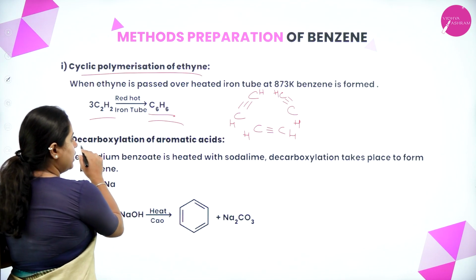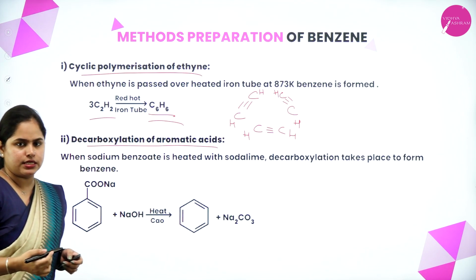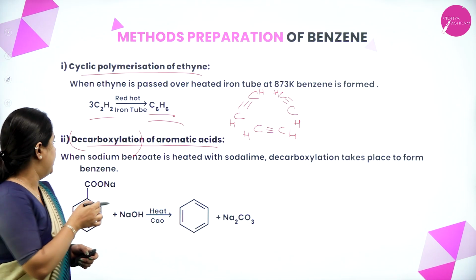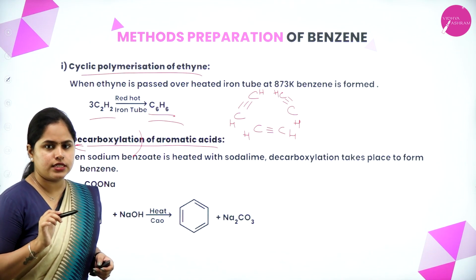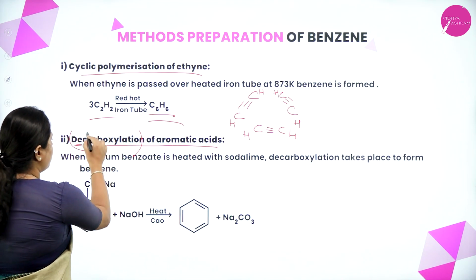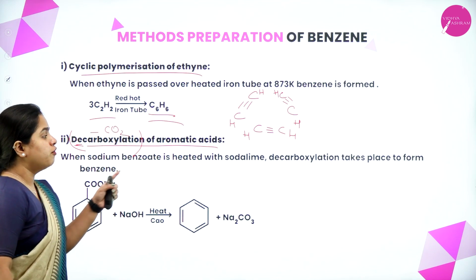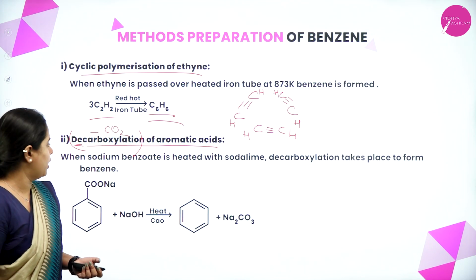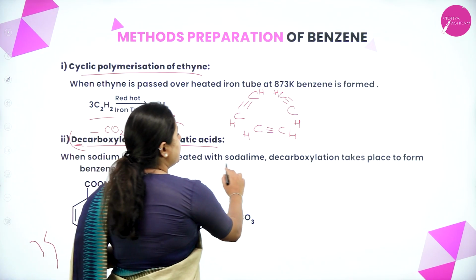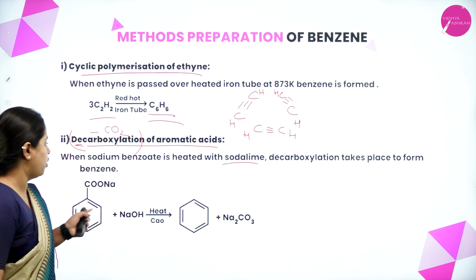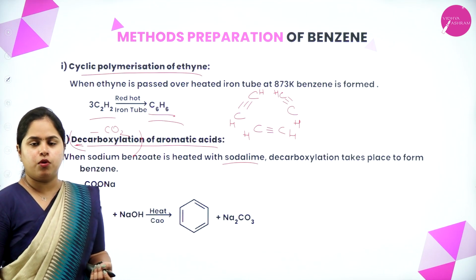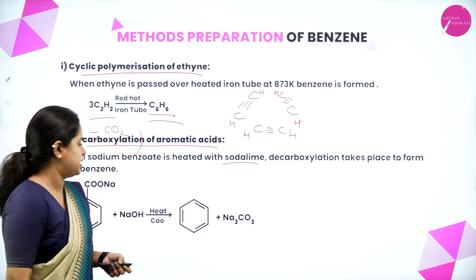The second one is decarboxylation of aromatic acids. We have already studied this part. What does decarboxylation mean? De- means removal of something. So decarboxylation means removal of CO2 from aromatic acids. When sodium benzoate is heated with soda lime, decarboxylation takes place to form benzene. So we are taking the sodium salt of the aromatic carboxylic acid.